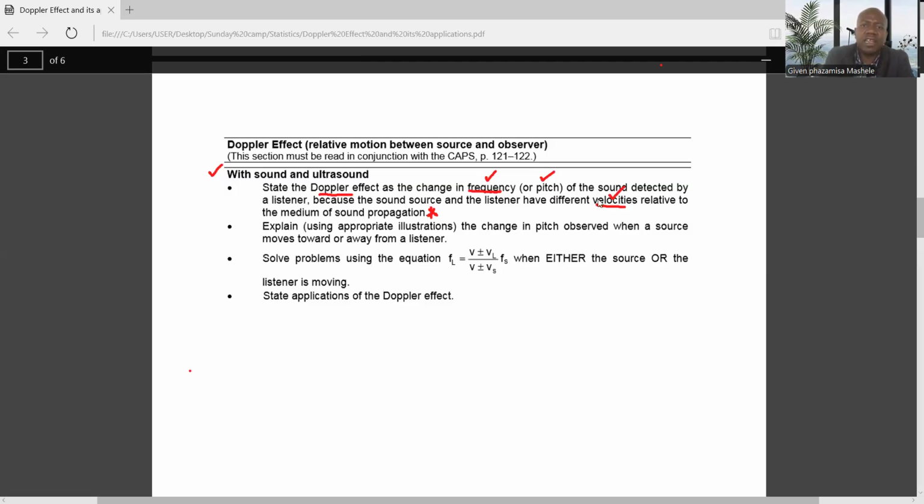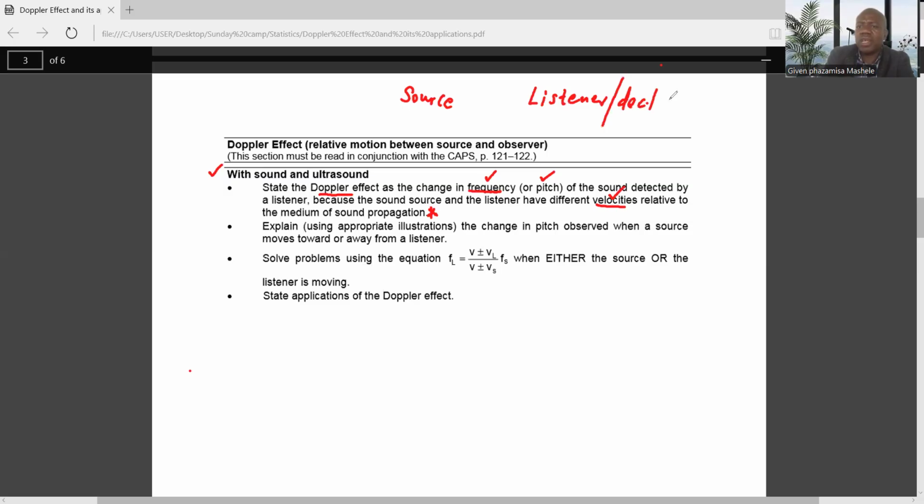As I was saying about Doppler's effect, we will be talking about the change in frequency between the listener and the source, or the producer of sound. In this section, you must be able to differentiate between the source and the listener. The listener is also called a detector.